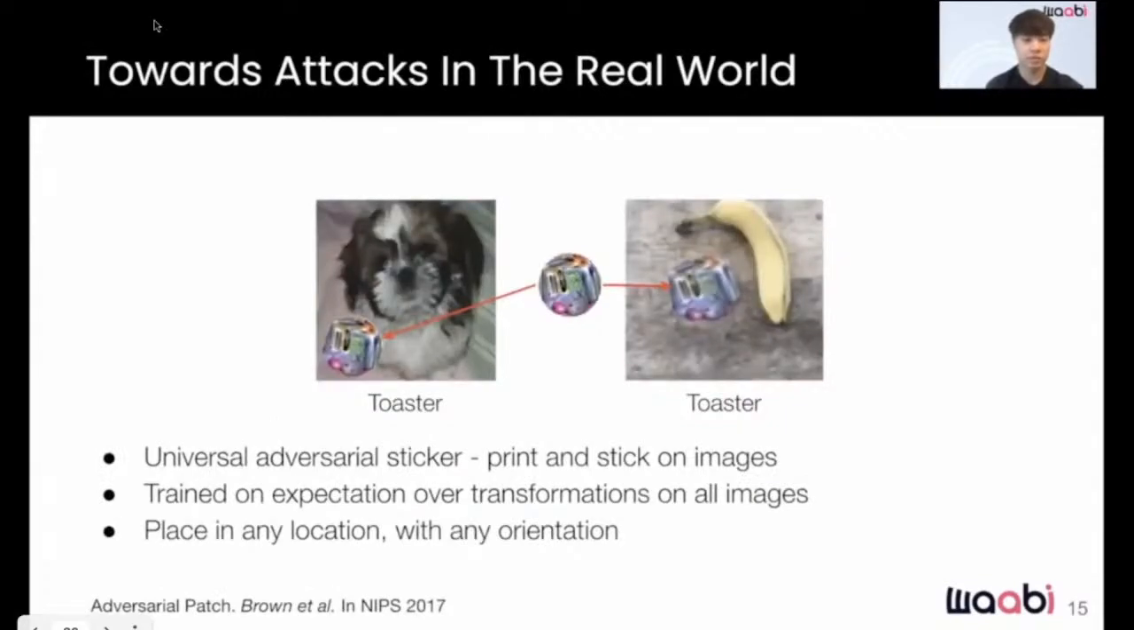In this work, the authors show an adversarial sticker which anyone can print out and stick onto an existing image to fool classifiers. The sticker is universal in that it's adversarial when placed on any location, with any orientation, and on any image.